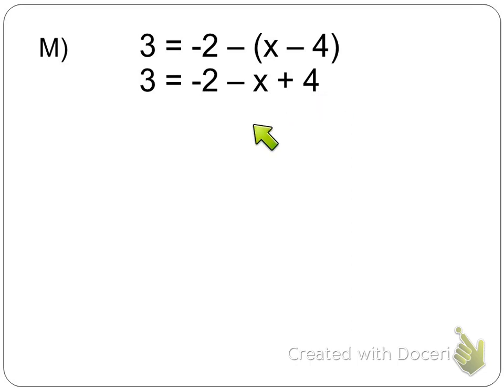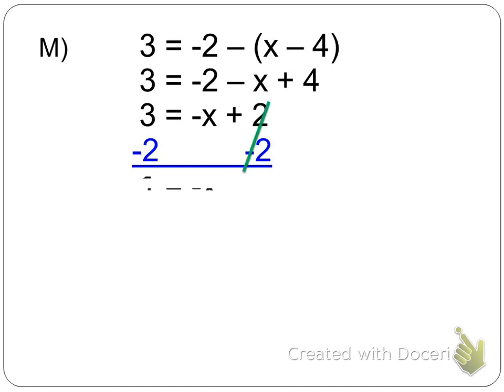Now, before I can start getting things away from the x, I need to go ahead and combine like terms. I have negative 2 plus 4. And then go ahead and start solving. So to undo adding 2, we're going to subtract 2 from both sides.